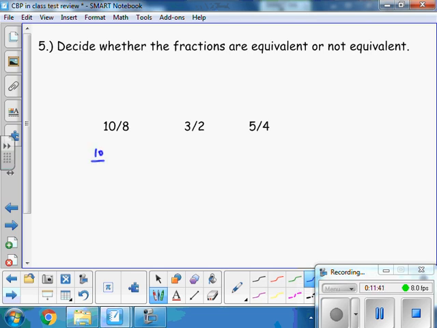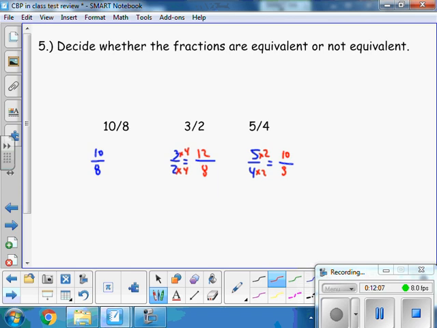So 8 tenths, no, I'm going to keep that one. 3 halves, I'm going to make it bigger. So times 4, times 4. That would be 8, 12 eighths. All right, that's already looking like not equivalent. 5/4 equals something. So times 2, times 2. So that's 10 eighths. Oh, okay.